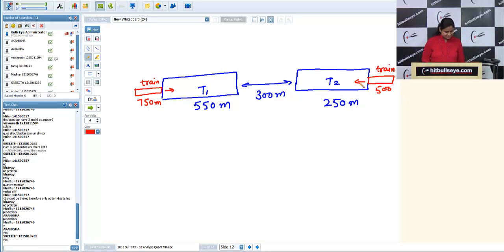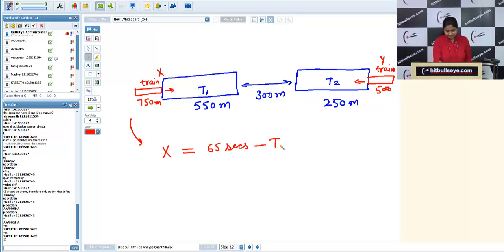If train X takes 65 seconds to cross tunnel T1, this is train X and this is train Y. Now, speed of train X is given. It says train X takes 65 seconds to cross tunnel 1 and train Y takes 25 seconds to cross tunnel 2. We want to calculate what fraction of the total train length is outside the tunnels when the two trains meet. That was the question. You got the meaning of the question first of all?